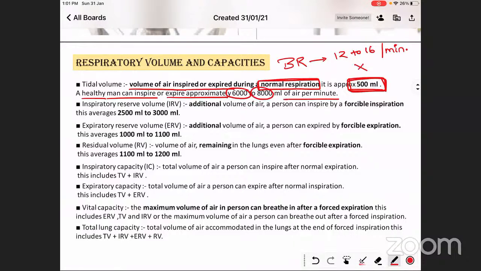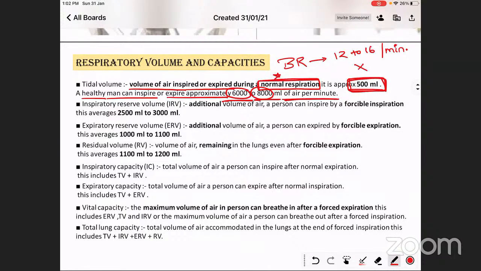Okay, we are not talking about the oxygen, we are not talking about carbon dioxide, we are just talking about the air. So in normal respiration, a healthy man can inspire and expire 6,000 to 8,000 ml of air. Okay, so this is the tidal volume. You have to remember this word, normal respiration.